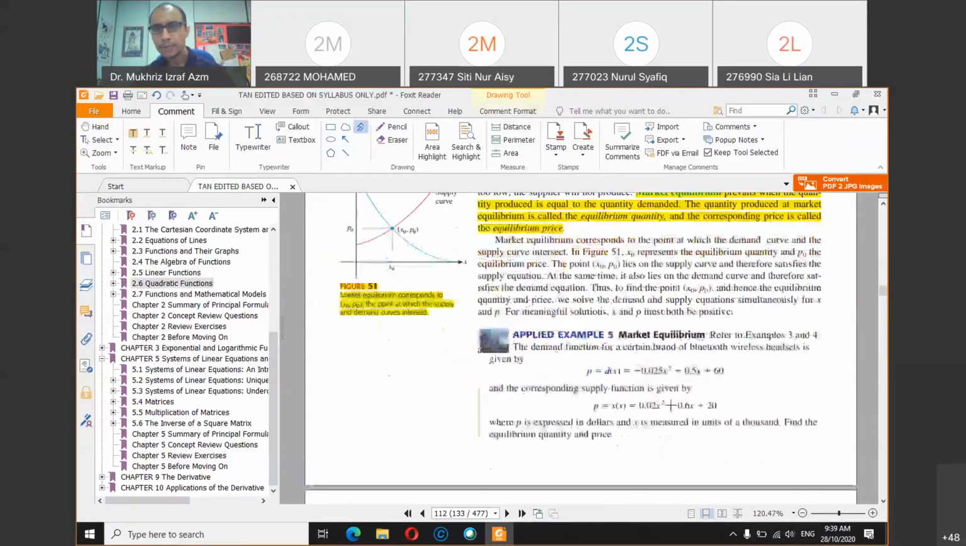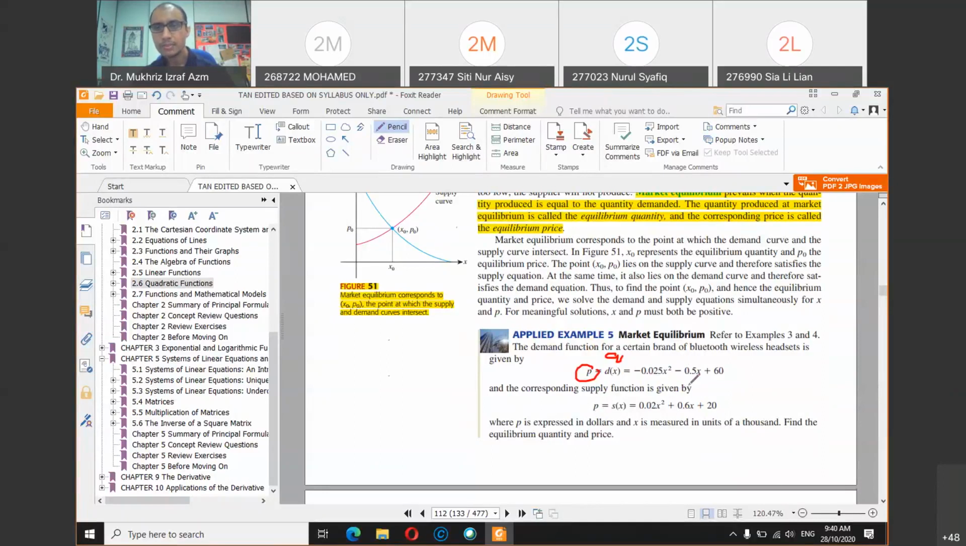Basically the function is in the form of P as a function of quantity. Again, I don't really like the use of X. It should be Q here, because this symbol is price. So the X should actually be Q, not X. This is one component in the Tan textbook which I don't really prefer, because you need to use the symbol Q to reflect quantity, not X.